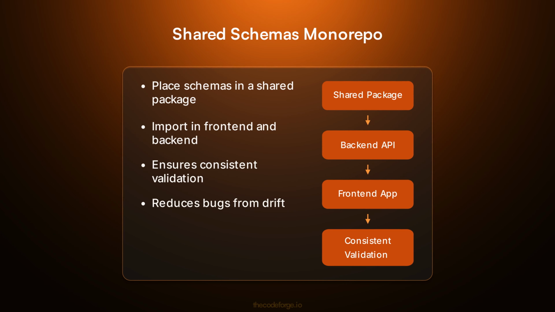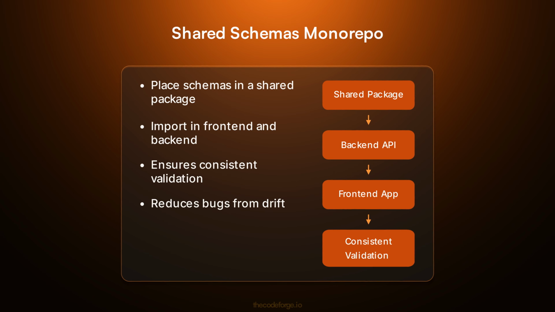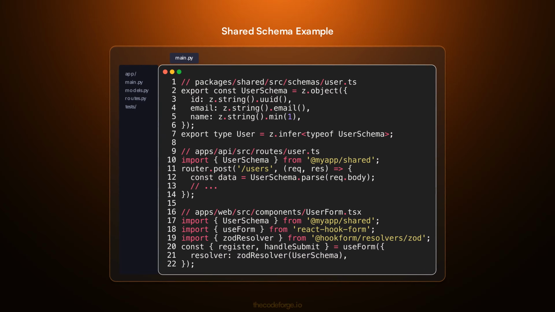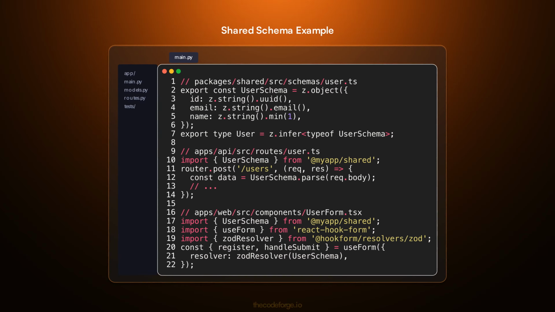In a monorepo, share Zod schemas between frontend and backend. This eliminates duplication and ensures both sides validate the same way. Use workspace dependencies to import. Here, the user schema is defined once in a shared package. Both the backend API and frontend form use it, ensuring validation is consistent across the stack.